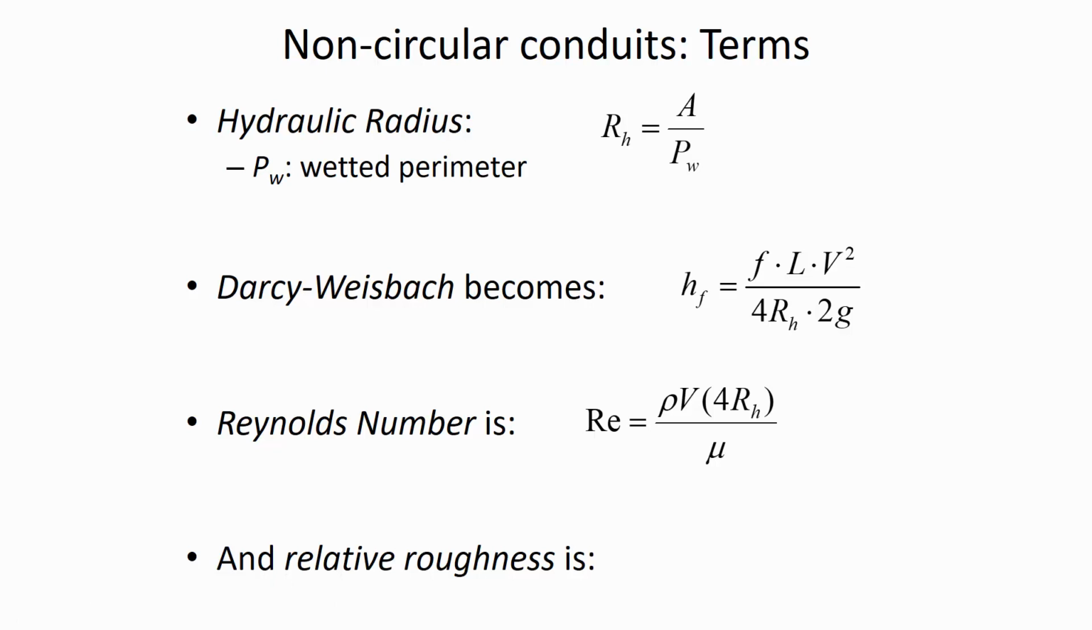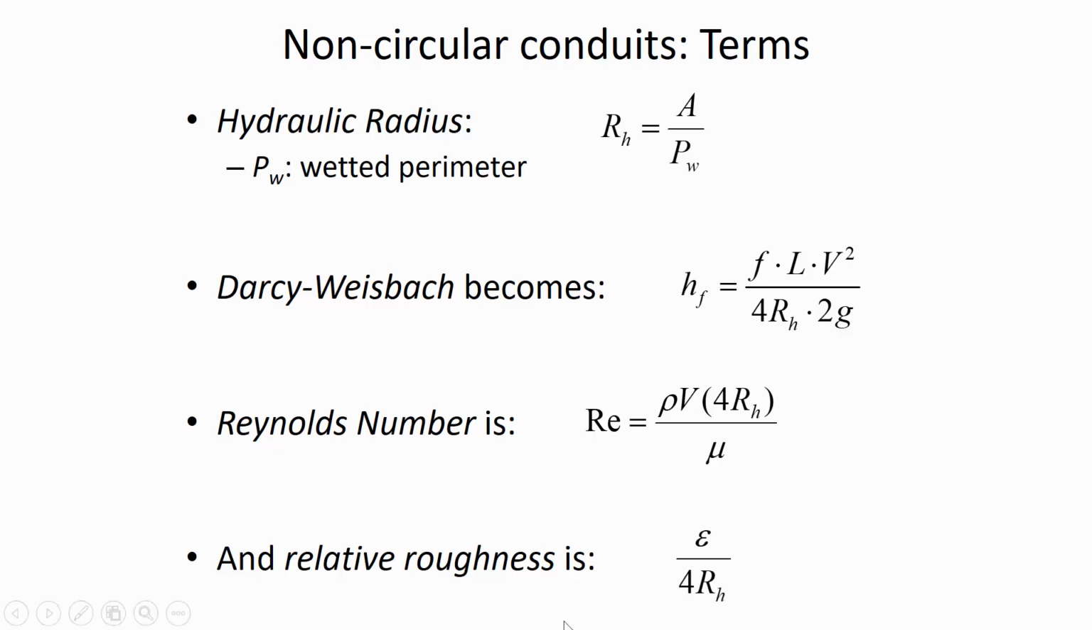Relative roughness is where we're looking at either the K sub S or epsilon. You know, it's the equivalent sand roughness relative to diameter. And where do we utilize that? It's in the Moody diagram. Relative roughness is built into the Jane equation and the Colebrook equation.